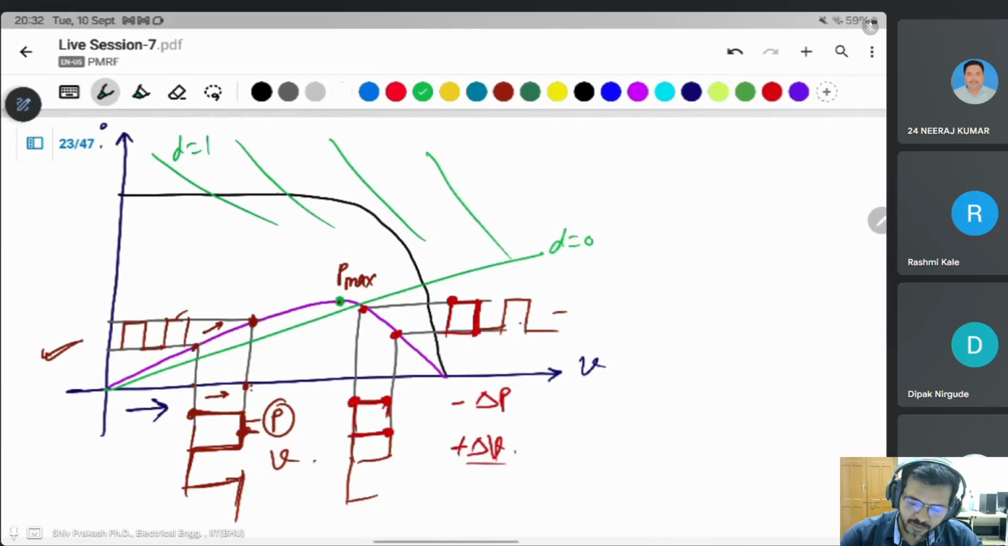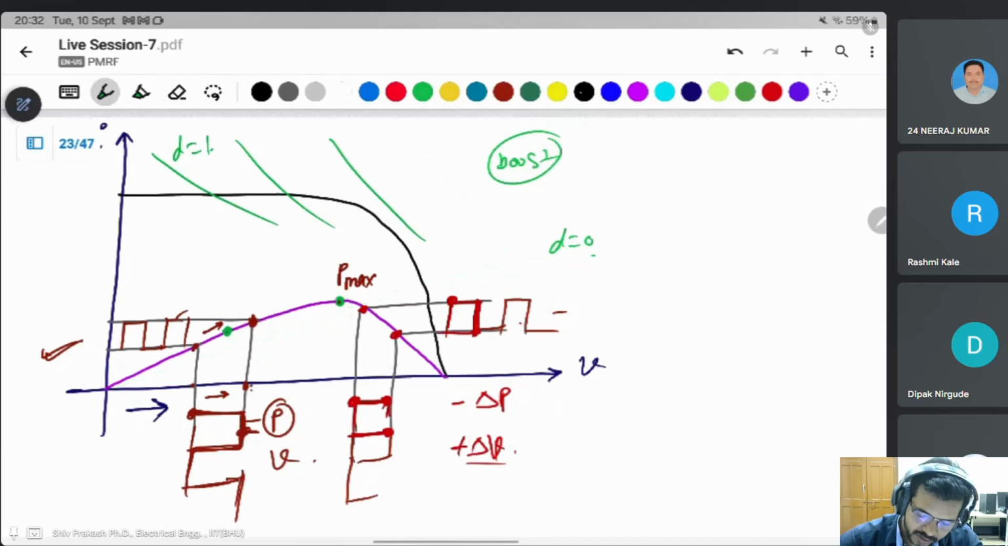This is for the boost converter I explained. For the boost, this is duty cycle 0 and this is duty cycle 1. Suppose you are here at that point and you want to reach here. At that point, it means the load line looks like this one. But you want to go here. It means you want what to happen?